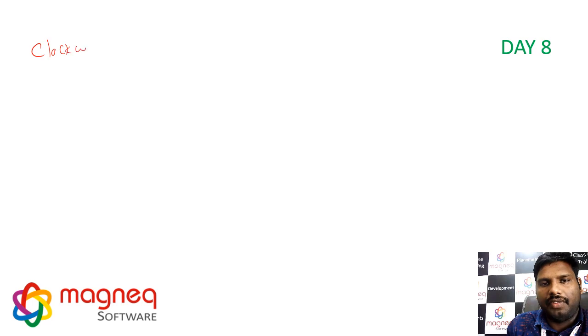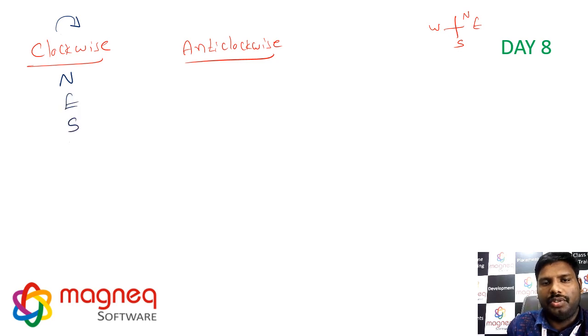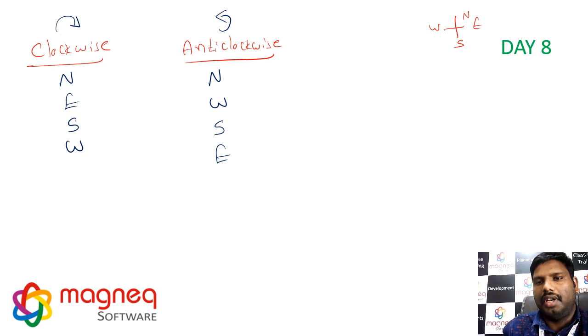Clockwise and anti-clockwise. North, east, west, south directions. For example, first direction clockwise, north, next clockwise direction east, next south and west. Anti-clockwise, first one north, next anti-clockwise direction west, south and east. Clockwise and anti-clockwise.